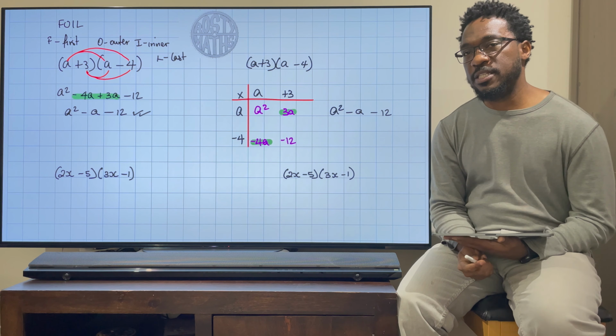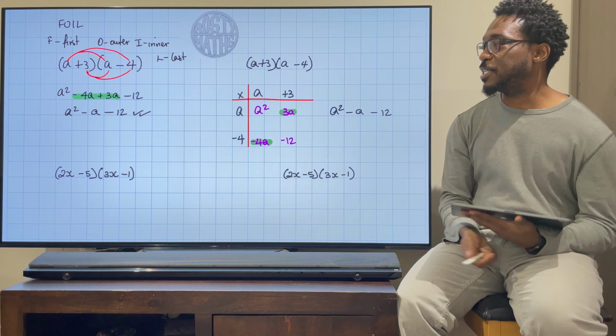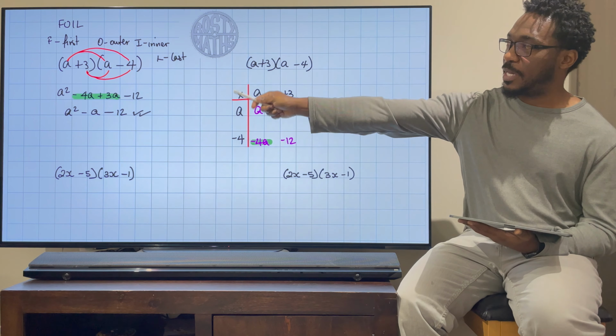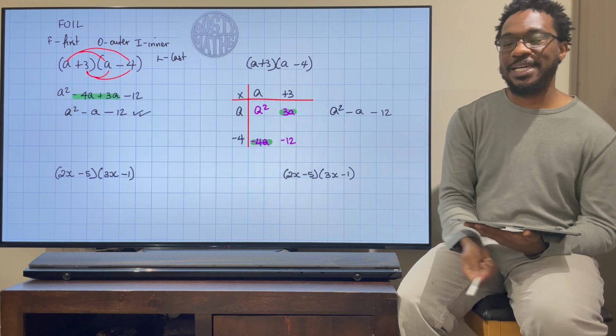So which method did you like best? Leave it in the comments below. Let's see which one you like best. Personally, I like the one over there. It's much easier, much quicker. This one, you're less likely to make a mistake on though, because this one is pretty neat, it's easy to see. Choose whichever method you like.